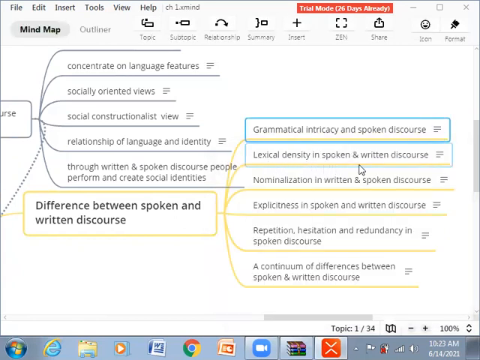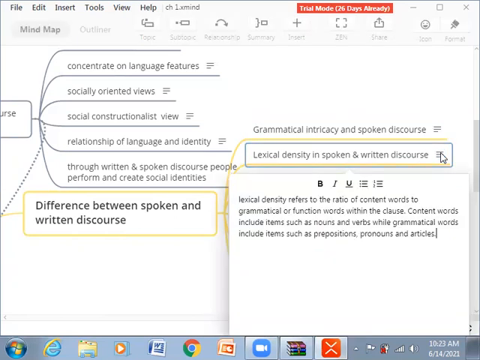Lexical density in spoken and written discourse. Lexical density refers to the ratio of content words to grammatical or function words within the clause. Content words include items such as nouns and verbs, while grammatical words include items such as prepositions, pronouns, and articles.